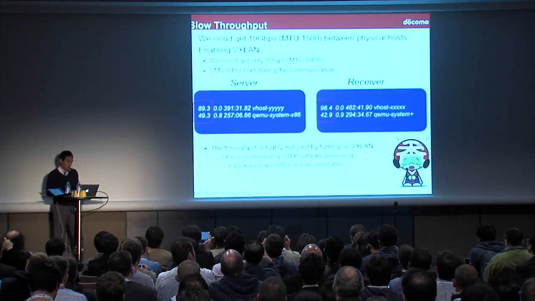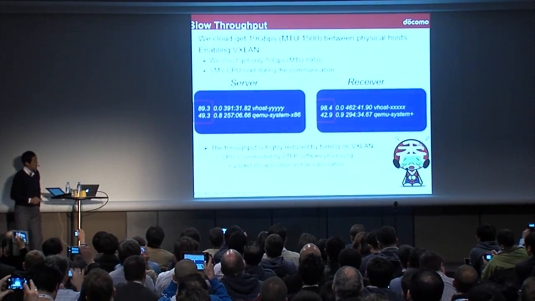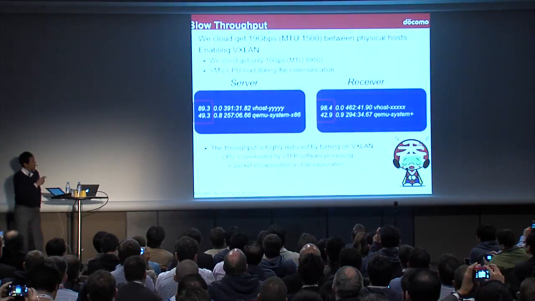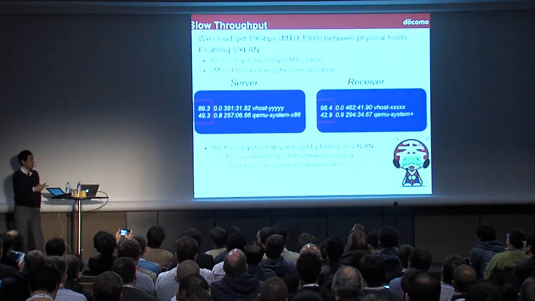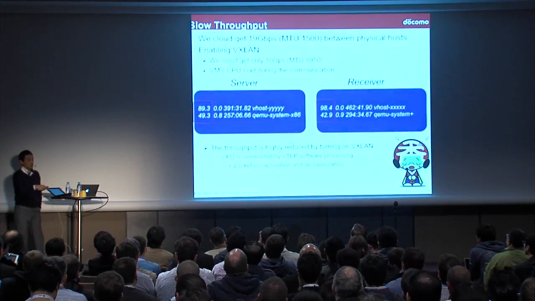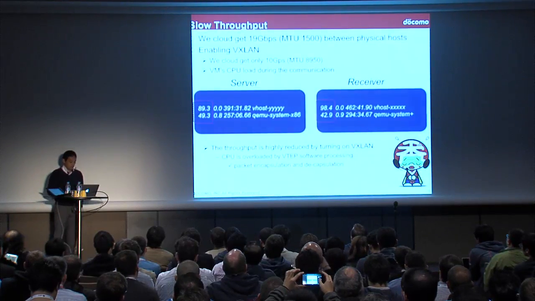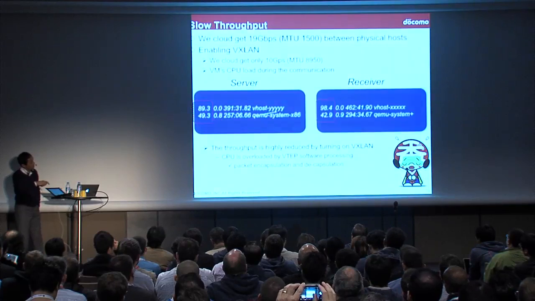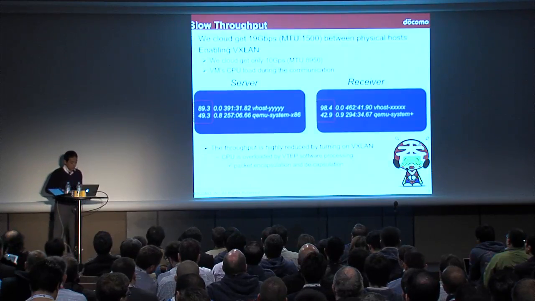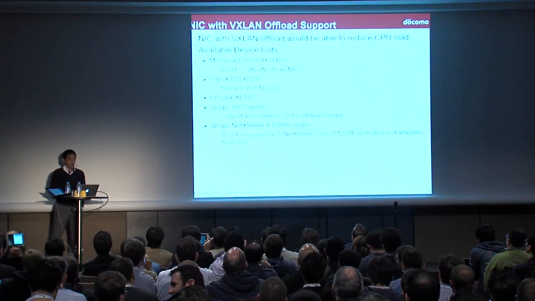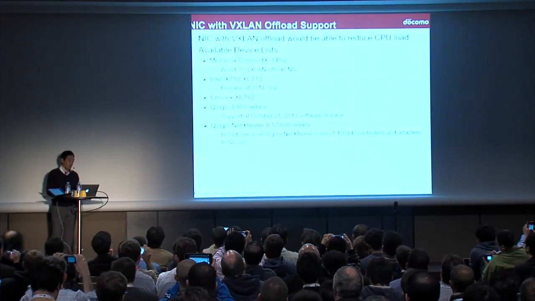So we analyzed the cause of the slow throughput, and I think this is the problem. If you turn on VXLAN, then the software needs to do packet encapsulation and decapsulation processing at the server side. So it increases the CPU load, and those processes actually hit the CPU. That's why you cannot get better network performance. So we considered solving the problem by using a network card with VXLAN offloading support.